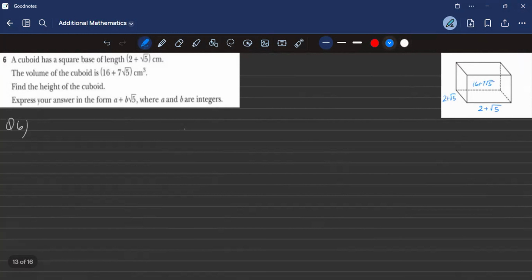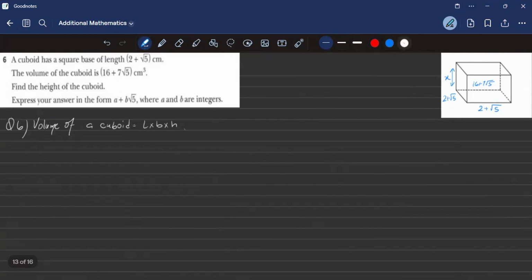So basically, we now have to find what? We have to find the height of the cuboid, which is this. So the height of the cuboid would be equal to this part, which we'll assume right now as x. So what is the volume? What is the formula for the volume of a cuboid? It's equal to length multiplied by breadth multiplied by height.